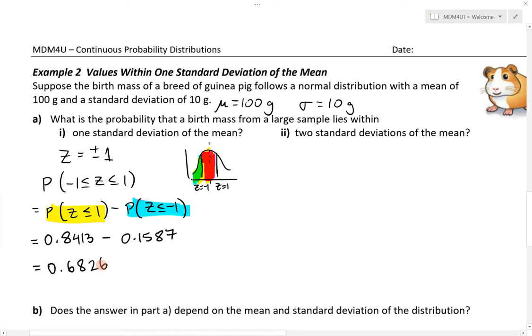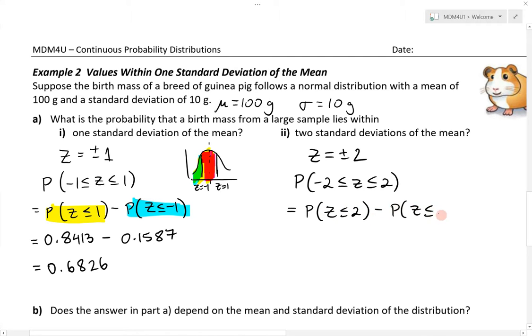All right, so question number 2. What if the sample is 2 standard deviations of the mean? What's the probability that the birth mass from the large sample lies within 2 standard deviations of the mean? So Z is going to be plus or minus 2 standard deviations. So the probability I'm looking for is the probability that Z is between -2 and +2. So that's going to equal probability that Z is less than or equal to 2 minus the probability that Z is less than or equal to -2.